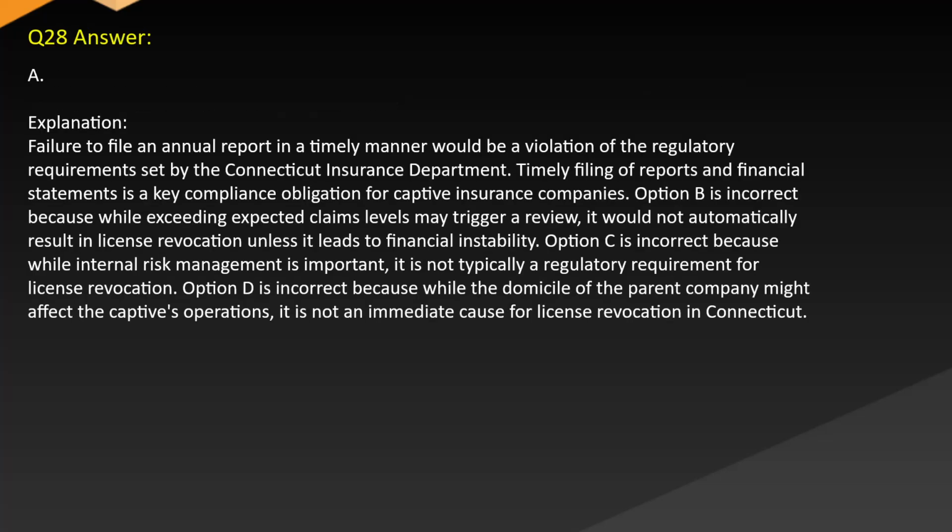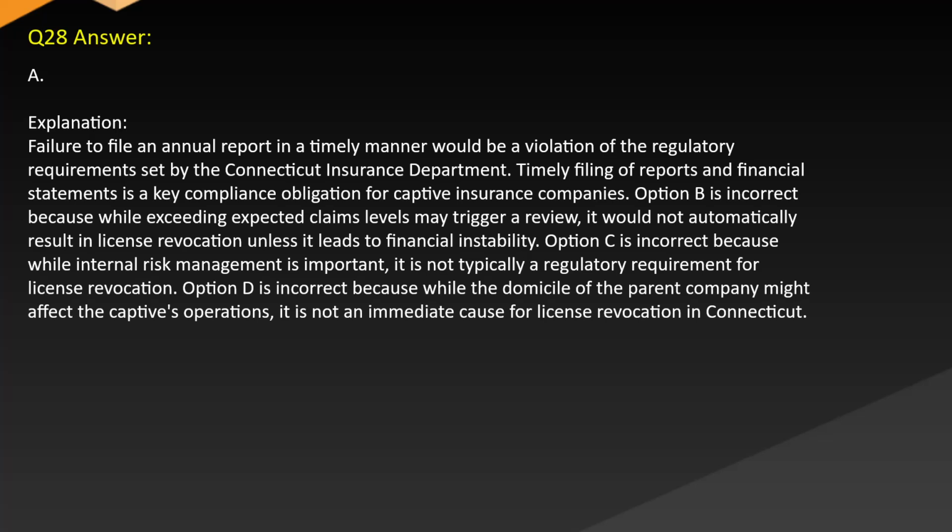Answer A. Explanation. Failure to file an annual report in a timely manner would be a violation of the regulatory requirements set by the Connecticut Insurance Department. Timely filing of reports and financial statements is a key compliance obligation for captive insurance companies. Option B is incorrect because while exceeding expected claims levels may trigger a review, it would not automatically result in license revocation unless it leads to financial instability.